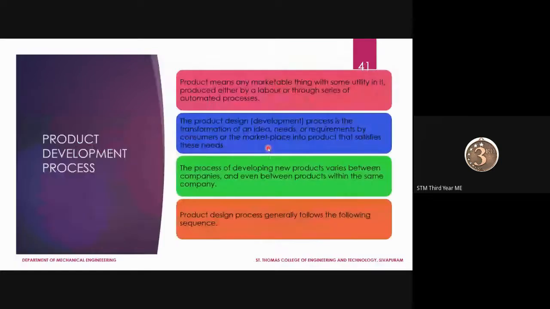Okay. Next topic, also on product development process. So this is another important question that can be asked. We have already defined what a product is.